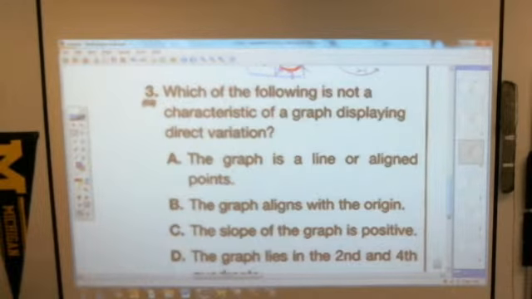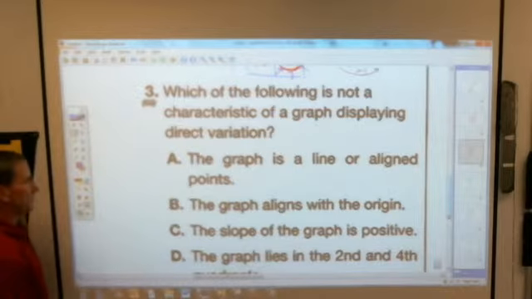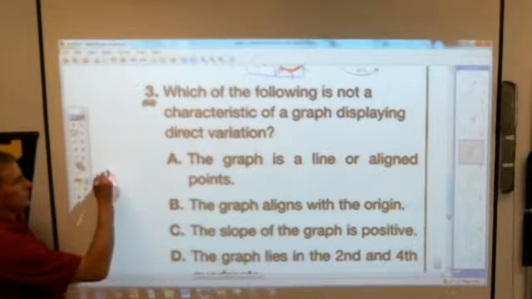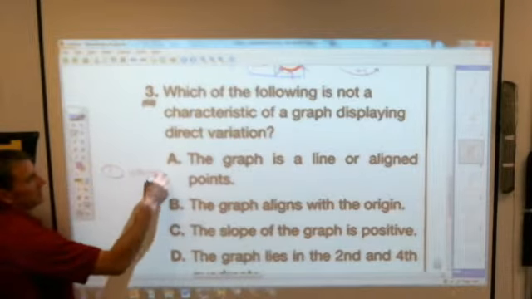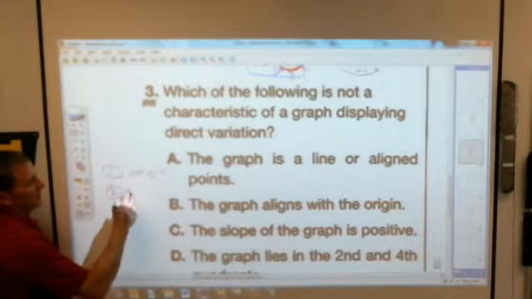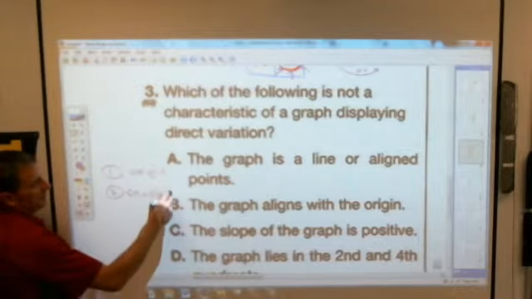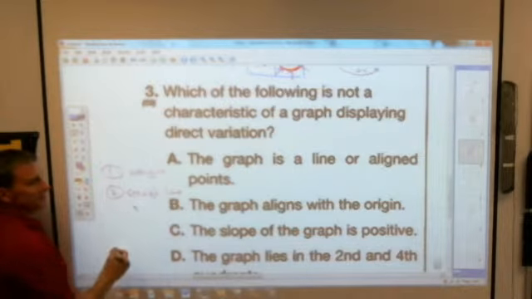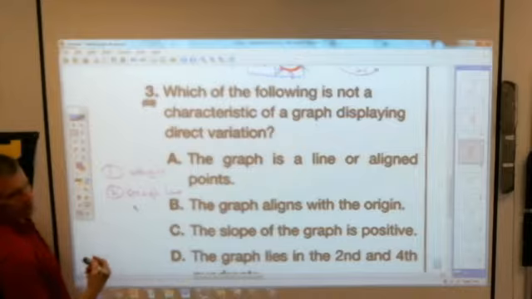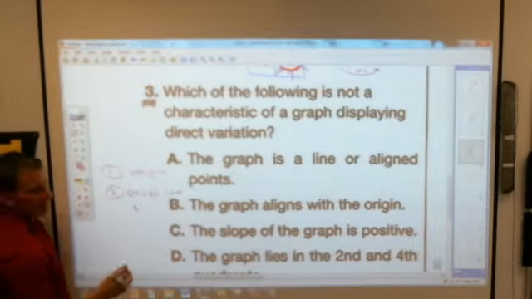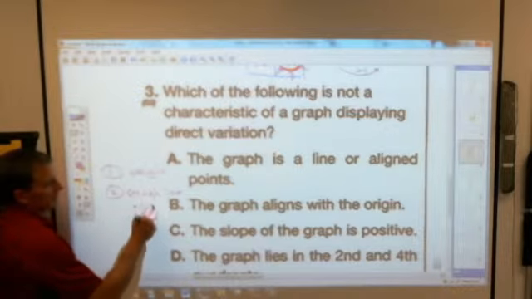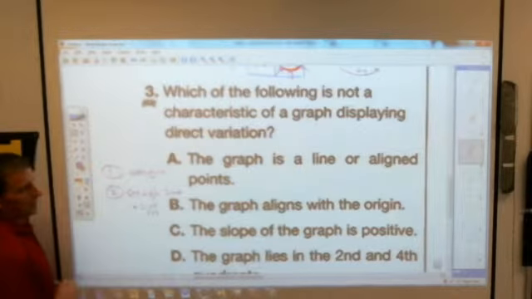Number 3, which of the following is not a characteristic of the graph displaying direct variation? If I were taking notes, this is what I would write down. Number 1, direct variation has to go through the origin. And number 2, it has to be a straight line. Which also means it must have a common factor. What do we call that? There's a special thing we use for it. Constant factor? Constant factor, whatever.